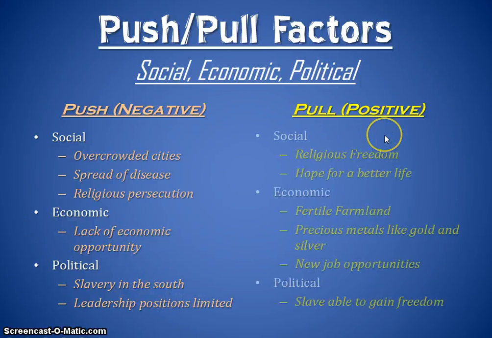Pull factors: these are positive. A social pull factor could be religious freedom in other parts of the country out west, pulling you there. Hope for a better life out west, pulling you there. Economic pull factors: fertile farmland. That means that there's land where you can grow things, and a lot of the land in the east was cities, and you weren't able to grow things there. So out west there was more fertile farmland.